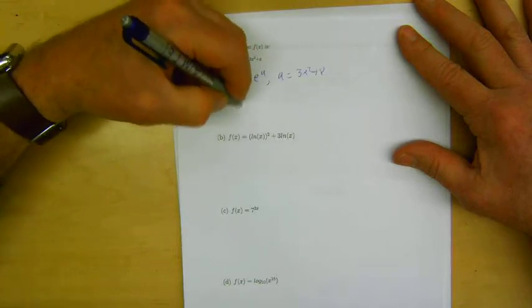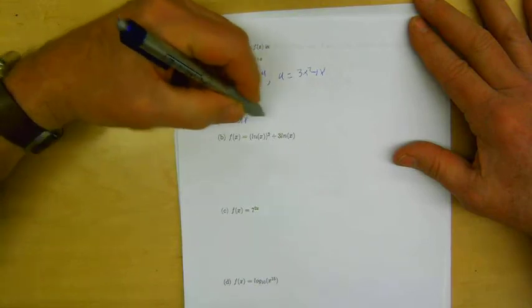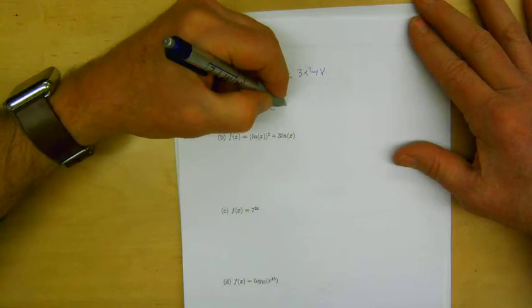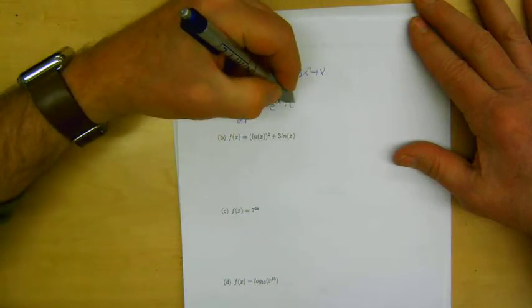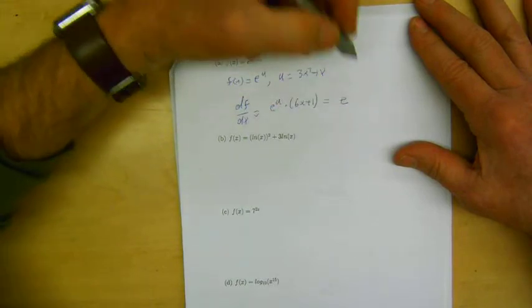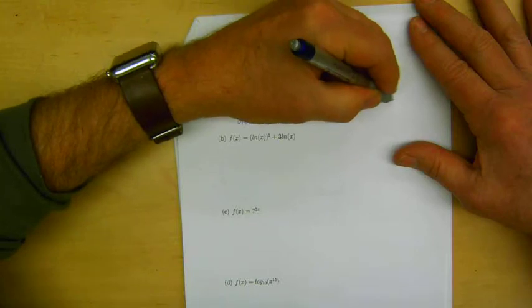So df dx is the derivative of e to the u with respect to u, which is e to the u, times the derivative of u with respect to x, which is 6x plus 1. So that's equal to e to the 3x squared plus x, times 6x plus 1.